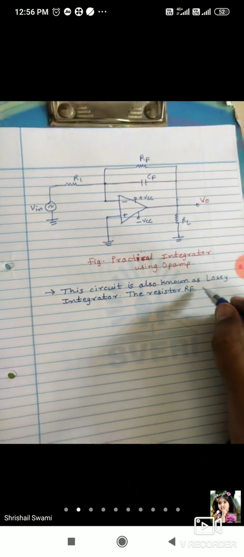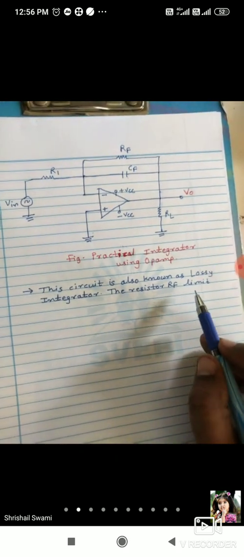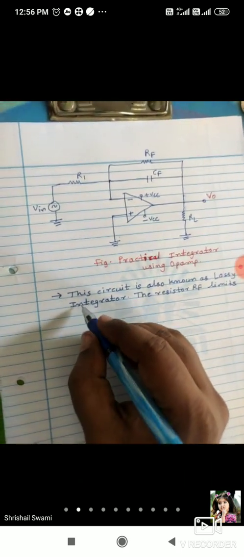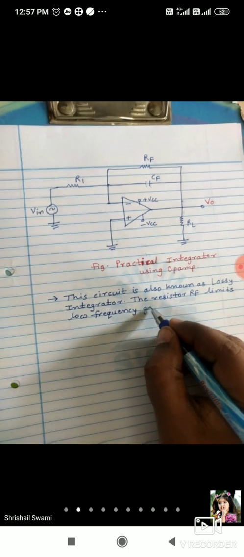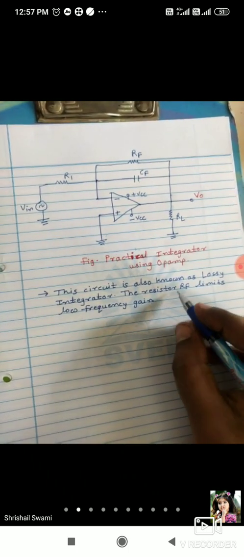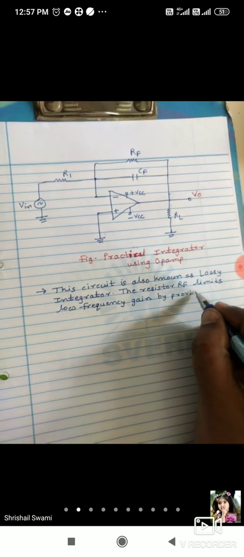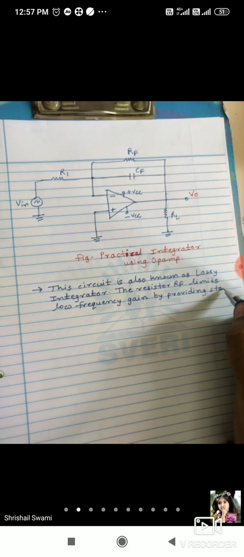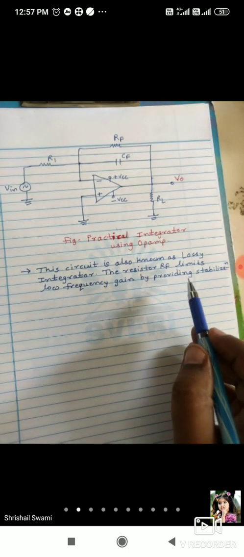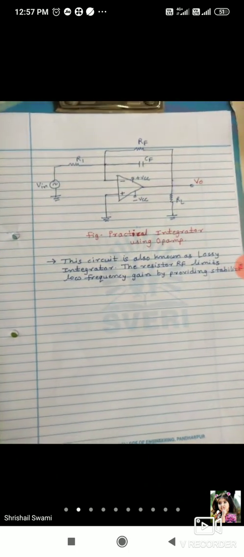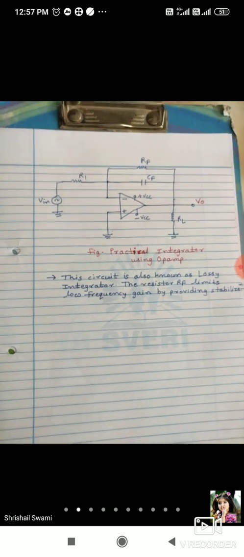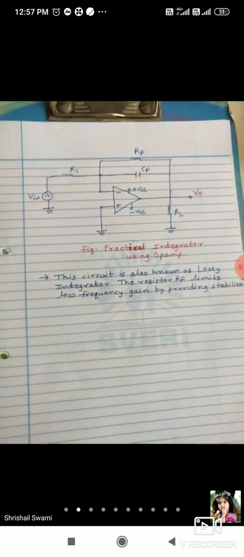The resistor RF limits, so what is the function? What is the task of this RF? The resistor RF limits the gain. It reduces the low frequency gain by providing stabilization. It is reducing the gain, but it will stabilize the gain. Once the gain value is fixed, it will not change again. That will give constant gain after that. Are you getting my point?